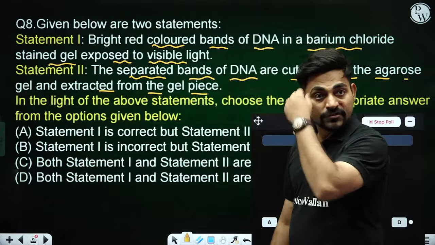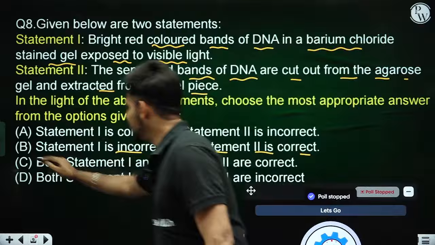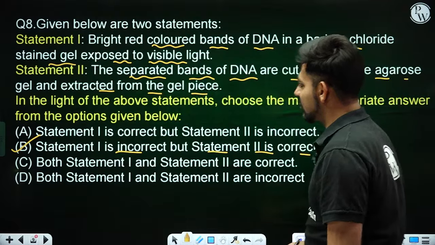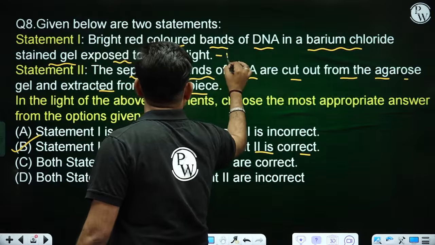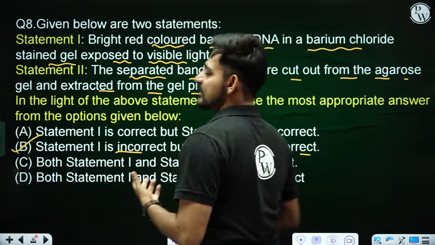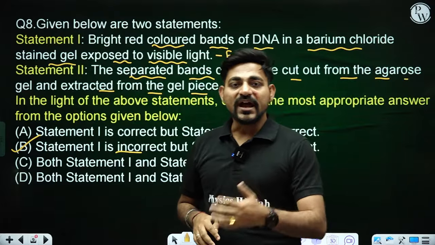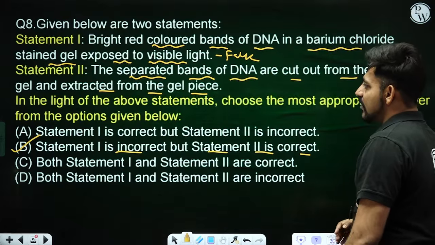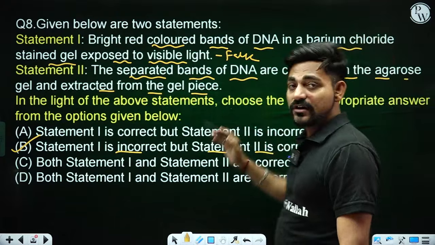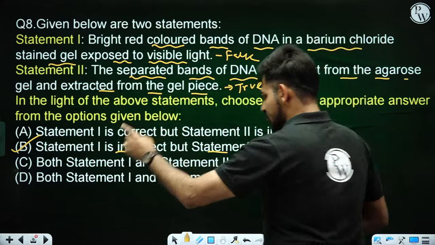Okay, so here I am getting the answer as option B, and you people are saying statement 1 is incorrect and statement 2 is correct. Yes, exactly. Option B is the right answer, and most of you have given the answer perfectly. Why is statement 1 false? Because bright red colored bands of DNA are not observed. We treat the DNA with ethidium bromide under ultraviolet ray, and the bands appear bright orange in color. That's why statement 1 is false. The process of separating the bands of DNA and cutting them out from the agarose gel is called elution, right? So statement 2 is true, and that's why option B is the correct one.